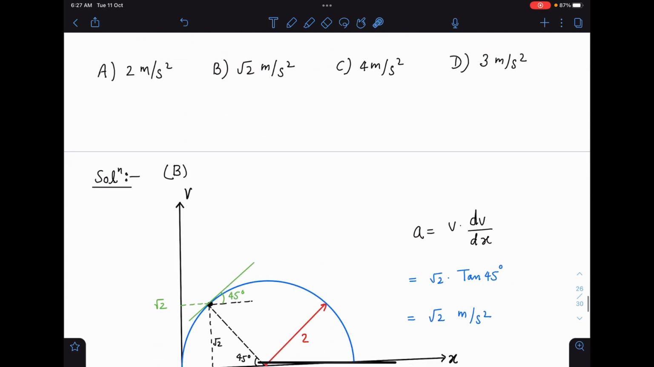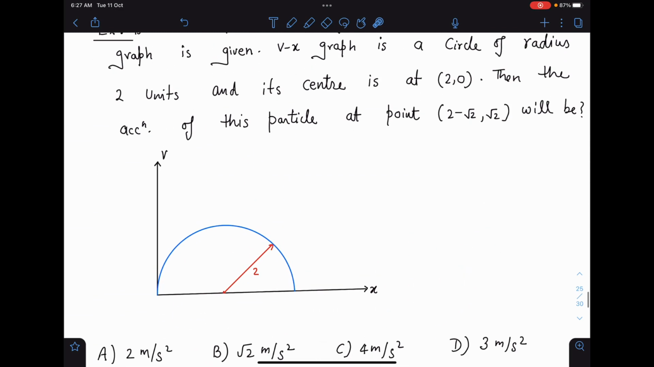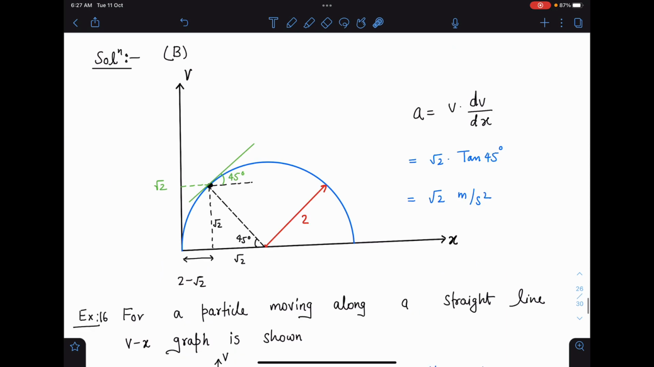Let's find out. So here you can say the V-x graph is given, so acceleration is V into dV by dx. In this problem, values are set in such a way that you can see 2 minus root 2 comma root 2, and the center is at 2 comma 0. So this distance is 2, and this point is 2 root 2, so the remaining is root 2.